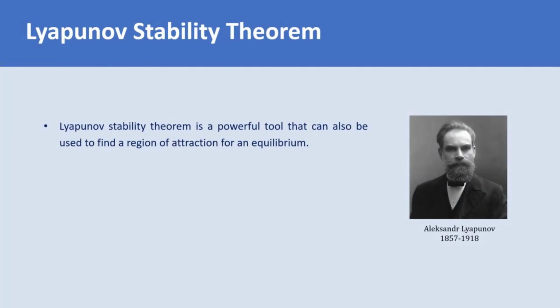Okay, the summary of Lyapunov stability theorem. It is a very useful and powerful technique that not only determines the stability of an equilibrium but also provides information about the region of attraction of an equilibrium. And the main drawback of this technique is finding a function V that satisfies the conditions of the Lyapunov stability theorem, which is not an easy task.